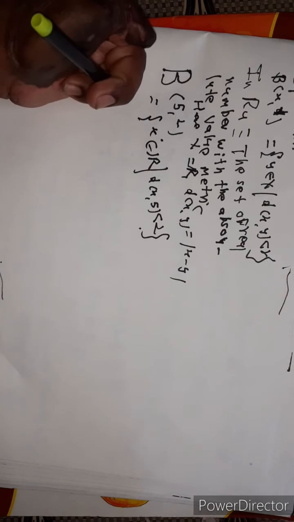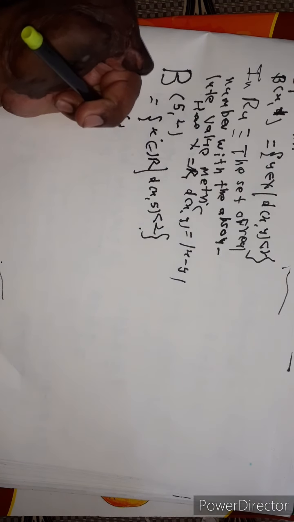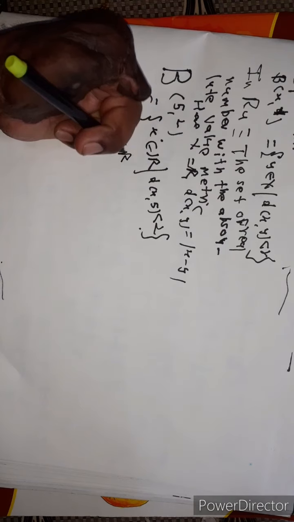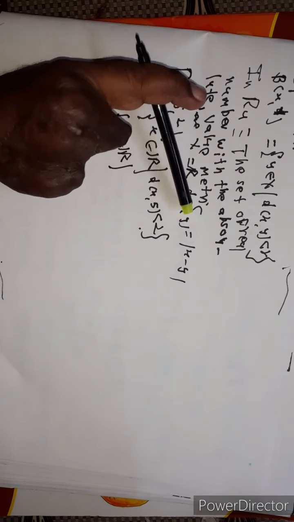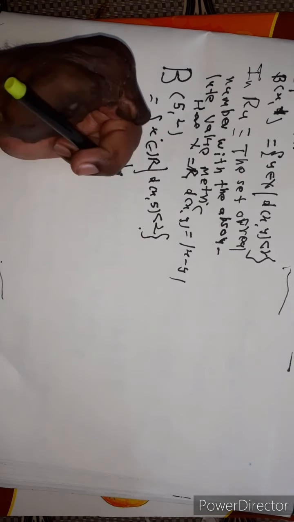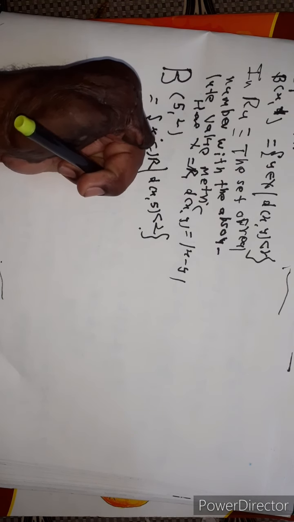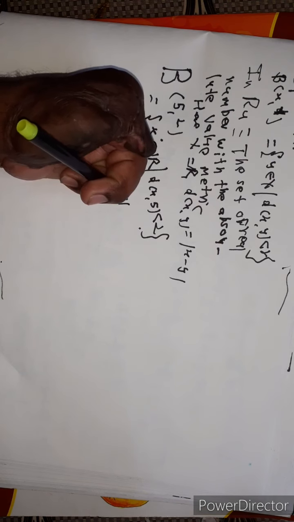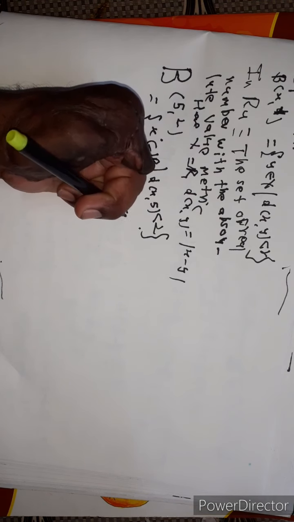बघा इथं बॉल सेंटर्ड ॲट 5 अँड रेडियस 2. इट इज द सेट ऑफ x बिलॉंग टू R दॅट द डिस्टन्स बिटवीन x अँड 5 is less than 2. 5 is the center of the ball and 2 is the radius of the ball. It is the set of x belong to R. Now what is the distance between x and y? Mod of x minus y. Therefore distance between x and 5 is equal to mod of x minus 5. Mod of x minus 5 is less than 2.